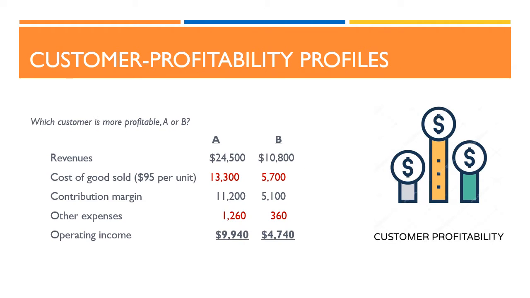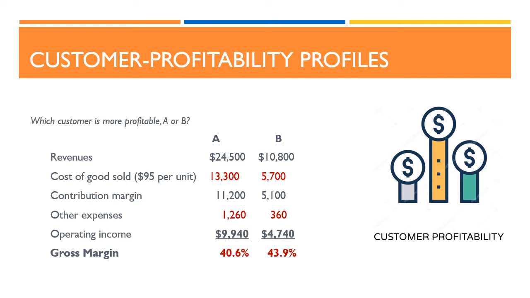Let's look first at an example profitability analysis in this table. Ask yourself which of the two customers is more profitable, customer A or customer B? On first look, customer A seems more profitable. However, customer B has a higher gross profit percentage, or margin. Higher sales, of course, do not mean higher profit margins.